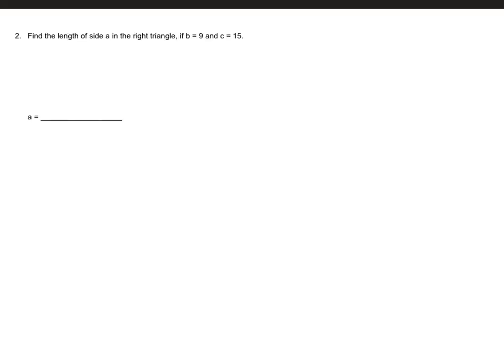Number 2, find the length of side A in the right triangle. So I'm going to draw a right triangle here. B is 9 and C is 15. Make sure your C is the longest one. It's going to be 15. And then A, we'll just go ahead and leave as A.